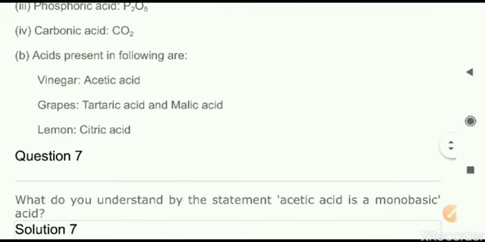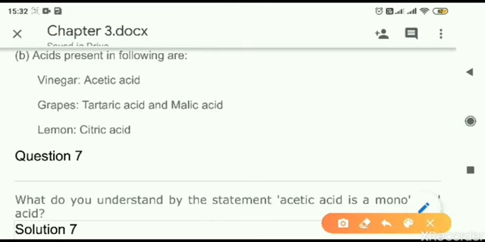Next, in B part they have asked, acid present in the following. In these natural products or substances, which acid is naturally present, that you have to write. Not only this, you have to learn a particular table given in the textbook, regarding the organic acid. In the beginning of the chapter you can find it on page number 38. That table you have to learn, all the acid names and in which kind of natural product they are present.